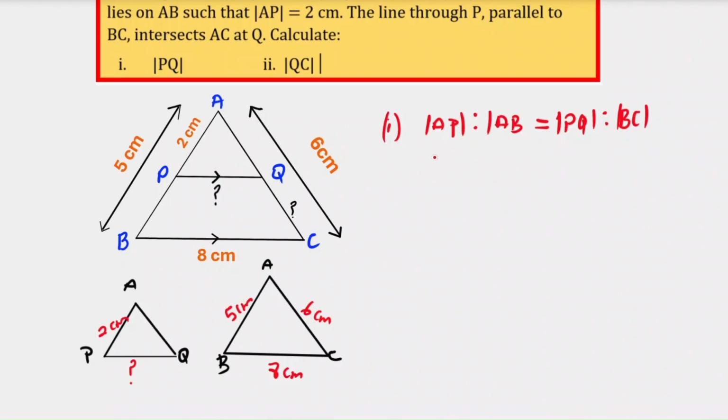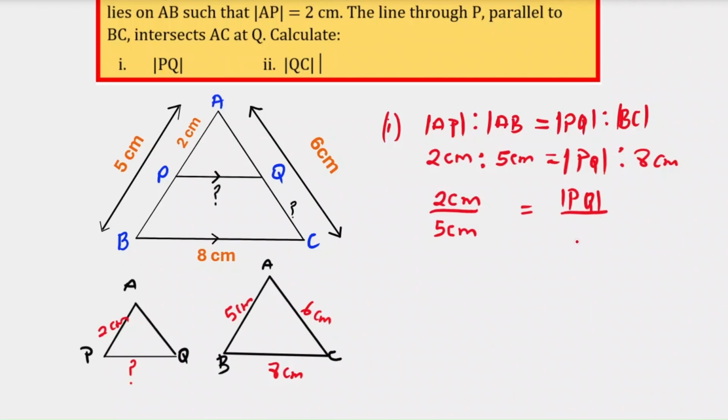Now let's move on. AP is given in the question to be 2 centimeters, to AB, and AB is also 5 centimeters. So it's equal to PQ. PQ is what we are looking for. So we just have to rewrite the same thing, PQ to BC. BC is 8 centimeters. We know that ratios can be written as fractions. We are going to get 2 centimeters out of 5 centimeters, and that is equal to PQ out of 8 centimeters. So that's what we have.